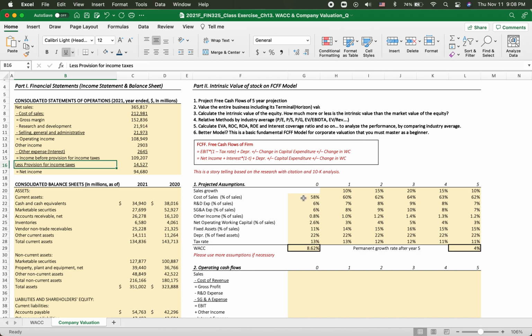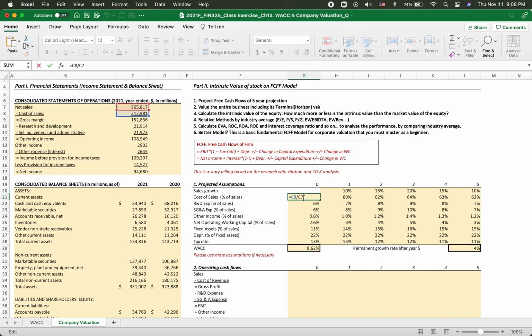And then I calculated all the cost of sales, R&D expense, and SG&A expenses as a percentage of the sales. The sales is the base, always the base, right? In the vertical analysis, the sales is the largest amount on the income statement. That's why we are using the sales as a percentage.